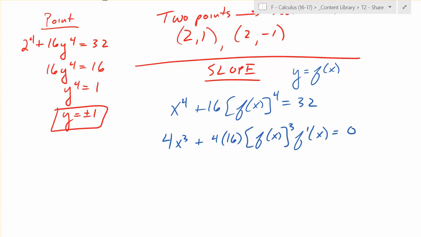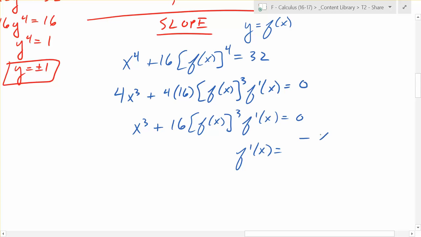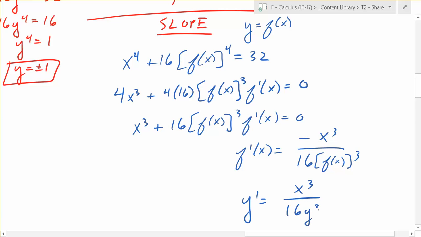What could I divide everything by at this point to make it a little nicer? Divide by 4, right? What do you get? x cubed plus 16 f of x cubed times f prime of x equals 0. So what do you end up with here? You end up with f prime of x equal to negative x cubed over what? Yeah, 16. I'm just going to write one more step: f of x cubed. So we get y prime is equal to negative x cubed over 16y cubed. So there's our derivative. Oh, thank you. Yes, negative.